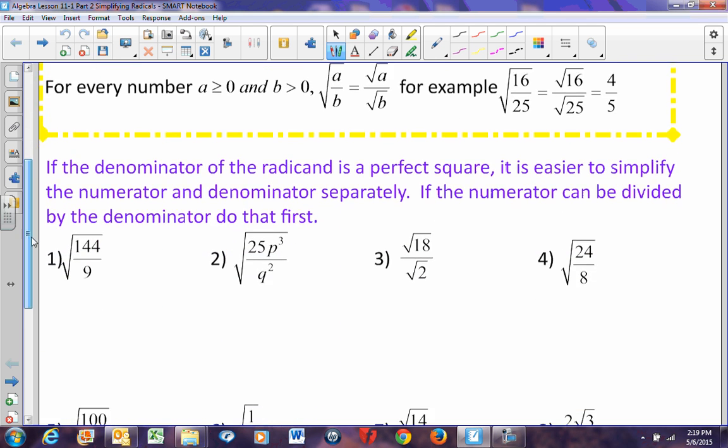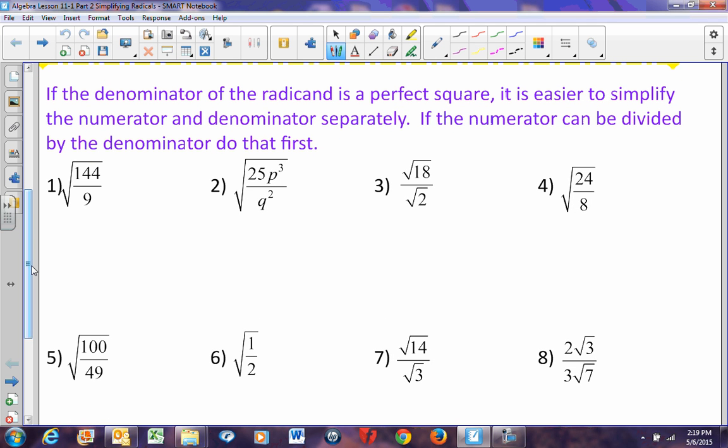If the denominator of the radicand is a perfect square, it's easier to simplify the numerator and denominator separately. If the numerator can be divided by the denominator, you can also try doing that first. If none of that works, then you'll have to do something called rationalizing the denominator.